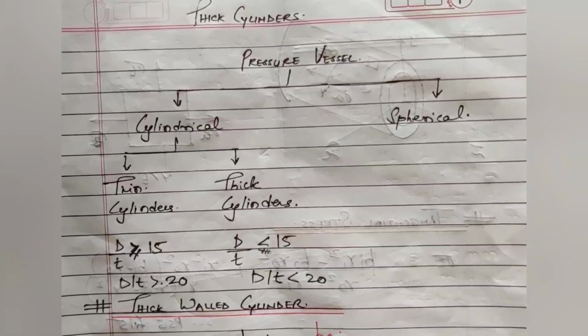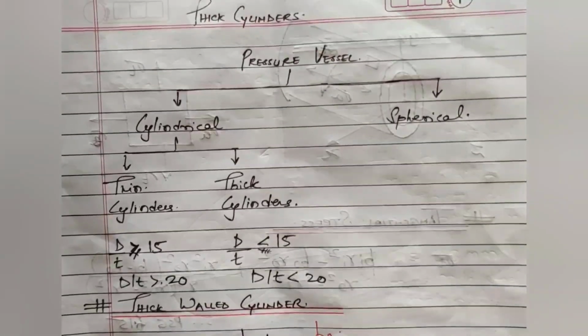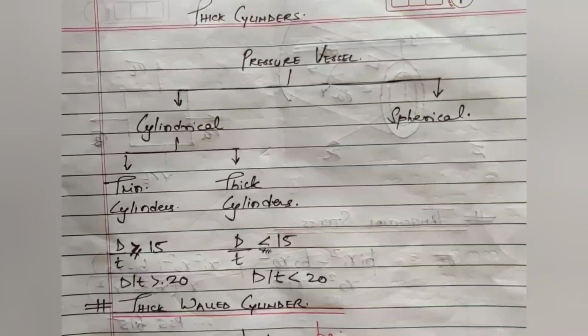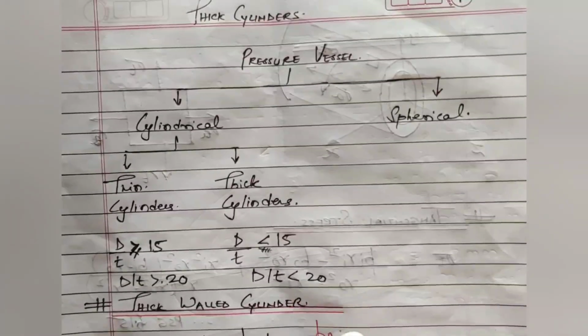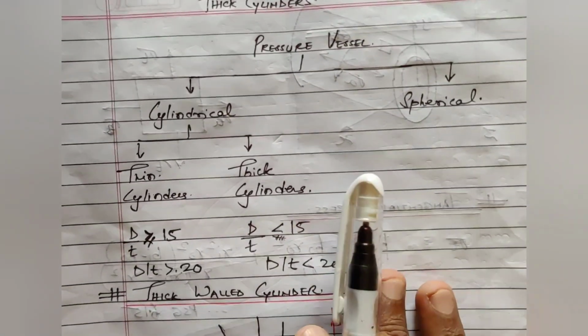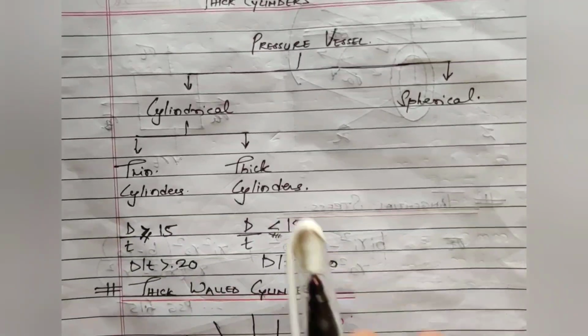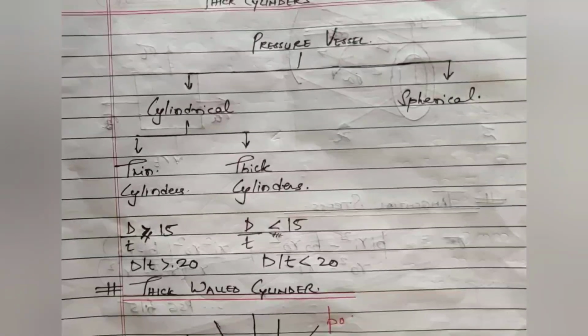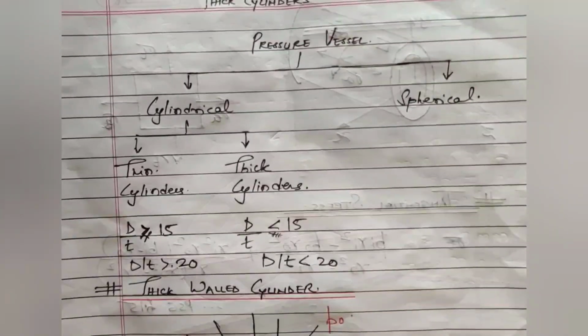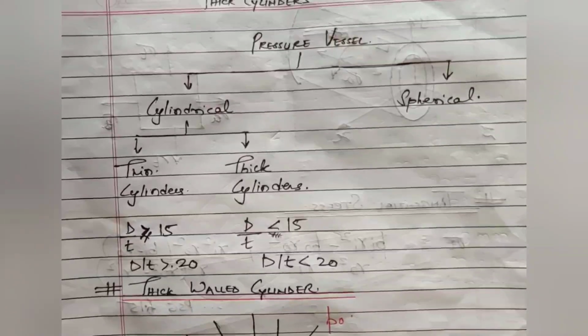One of the major classifications comes from the shape of the pressure vessel. According to the shape, we distinguish cylindrical pressure vessels and spherical pressure vessels. In some cases you may find conical pressure vessels as well. In cylindrical pressure vessels, we again have two subtypes. One is the thin cylinders and the other one is the thick cylinders. As the name suggests, a cylindrical pressure vessel is in the form of a cylinder or a tube which will be handling the pressure or the fluid.